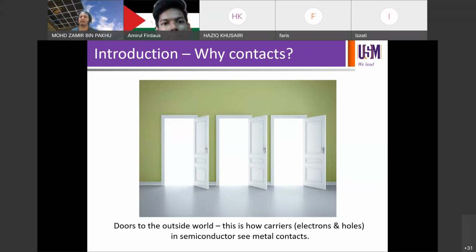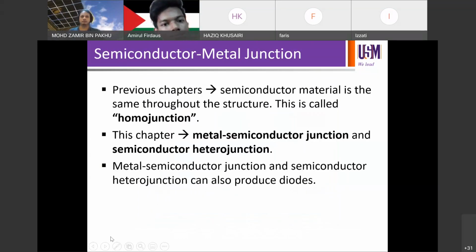Just imagine if you're an electron and you are trapped inside the device, you cannot go out. So you cannot contribute anything to the device. If you're an electron, you want to go out of the device to contribute to the device operation. So if you need to be extracted, this is how you're going to see the metal contacts: the way out of the device. If you don't have the metal contacts, you're going to be in the device forever. Literally forever.